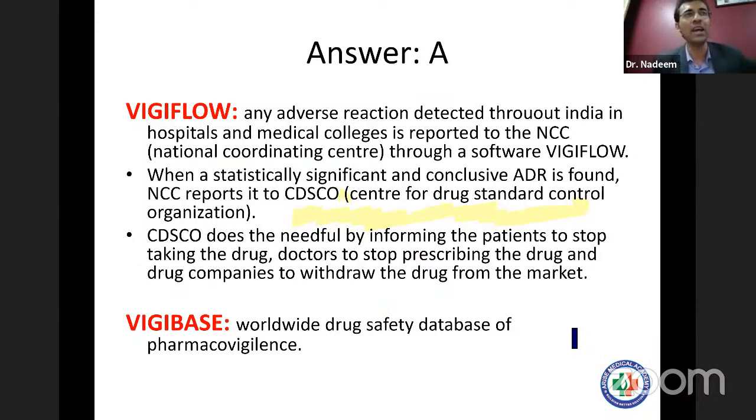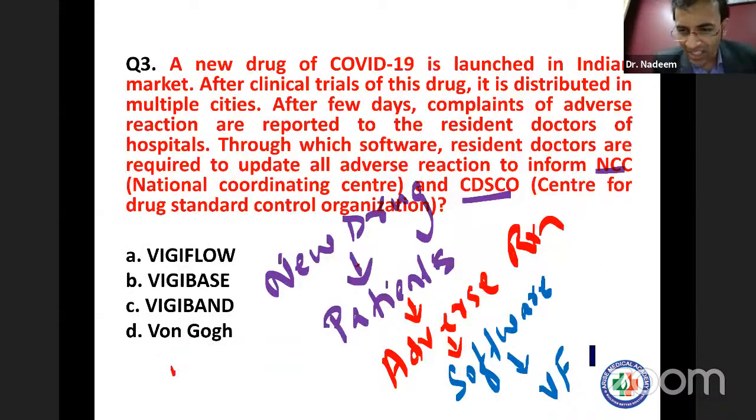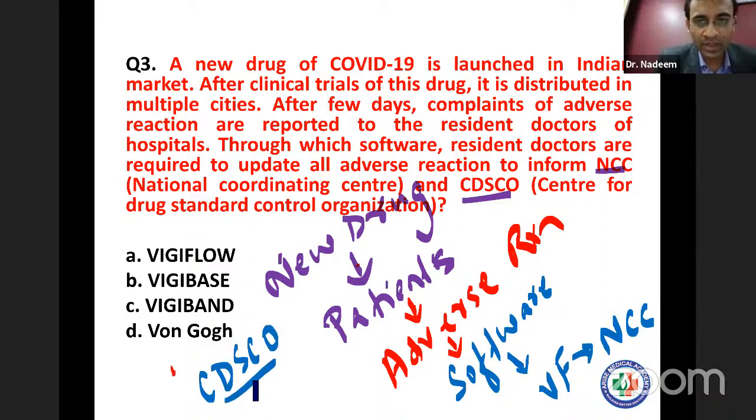So what is happening here? With the help of this hAIK software, this will be seen by the NCC, the National Coordinating Center of Drugs. And when multiple adverse reactions are there, then the NCC is going to report to CDSCO, the Central Drugs Standard Control Organization. Easy to understand. So now what kind of actions will be taken by CDSCO?